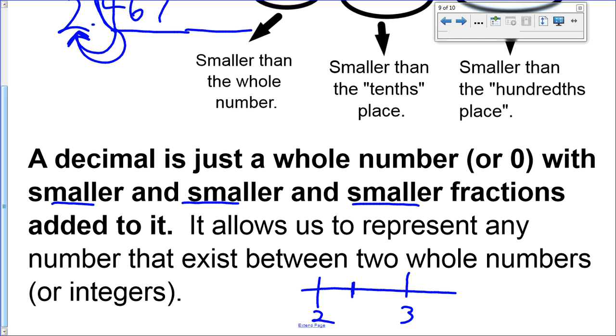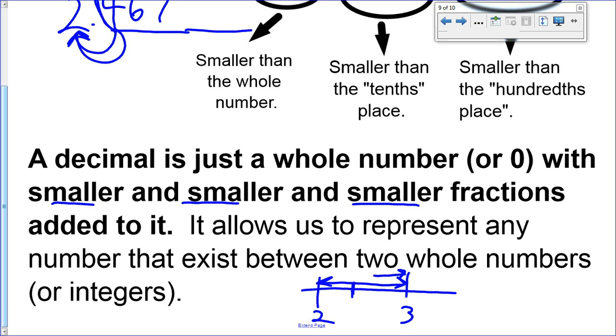But it allows us to represent any number that exists between two whole numbers. And there are a lot of numbers that can be between two whole numbers. In fact, there are an infinite amount. We can keep on adding decimal places as long as we want, for the rest of our lives. Our grandchildren can still be adding decimal places, and we will never add enough decimal places to drive that number past 3.